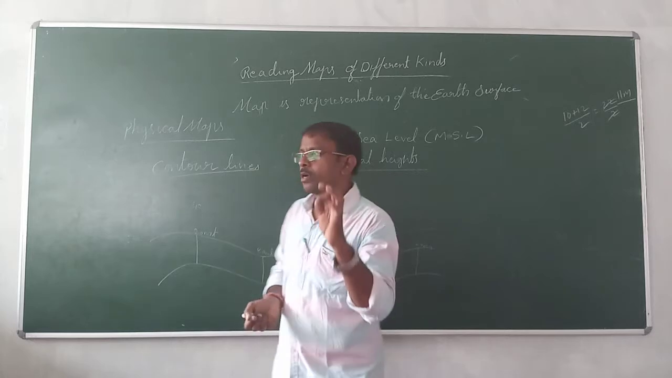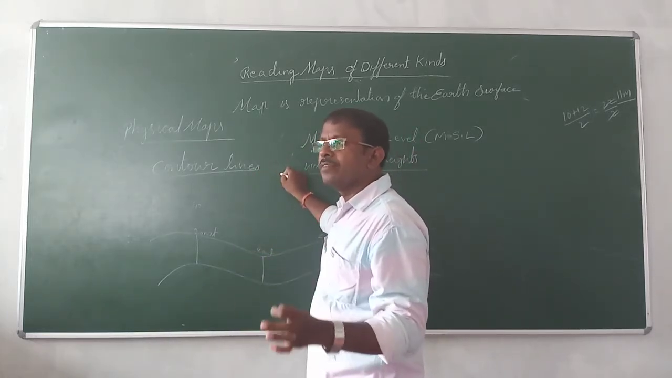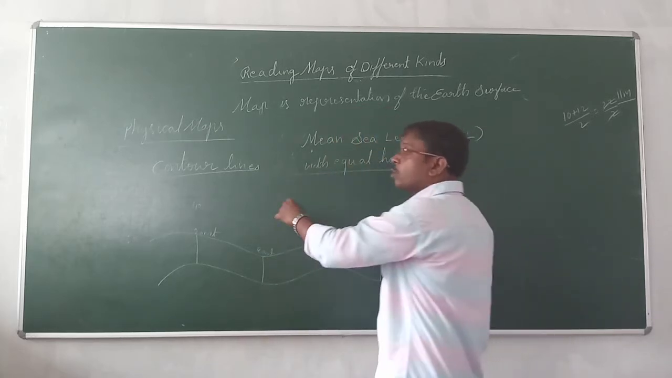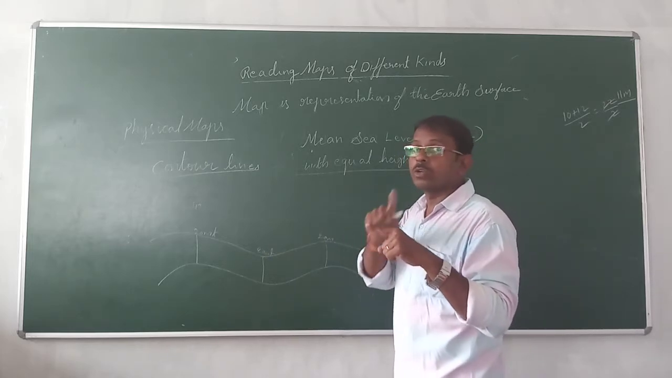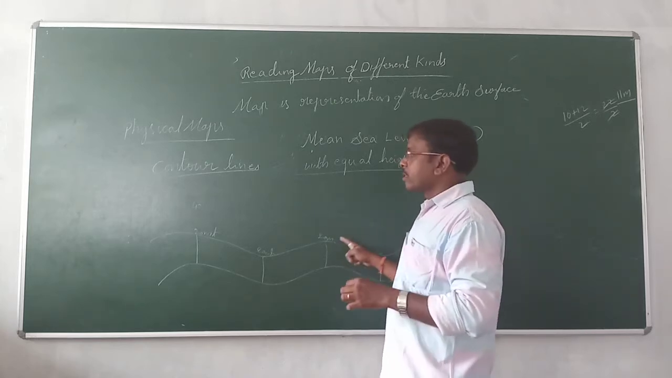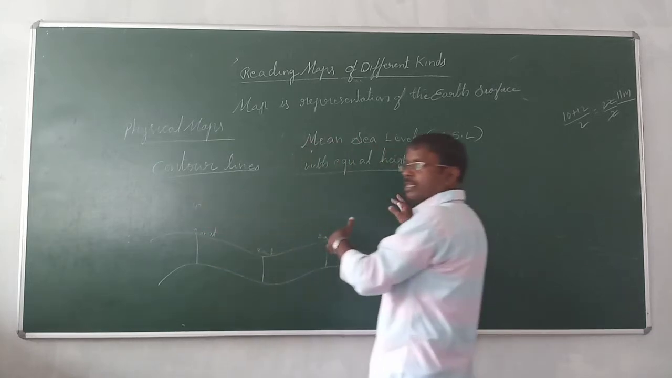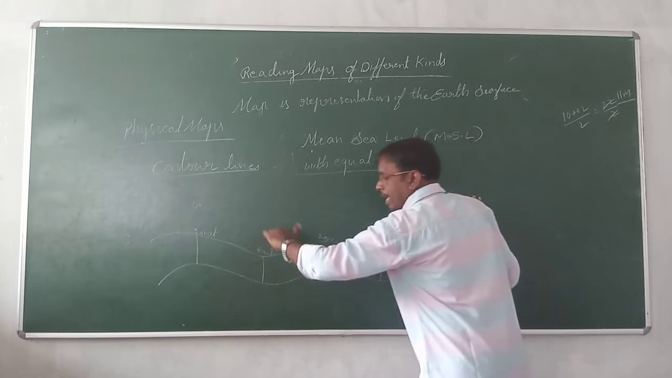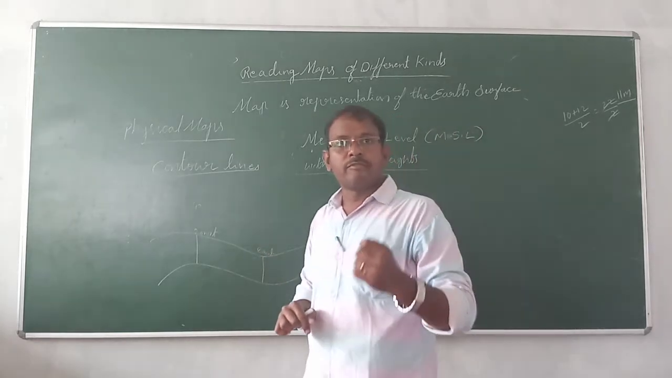Again, I am telling that contour lines are the lines joining equal heights. Second thing, the contour lines will not touch each other. They will not cut each other. Next point, the shape of the contour lines depends on landform.